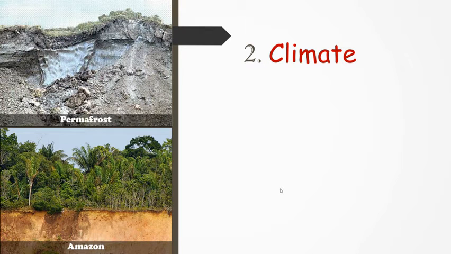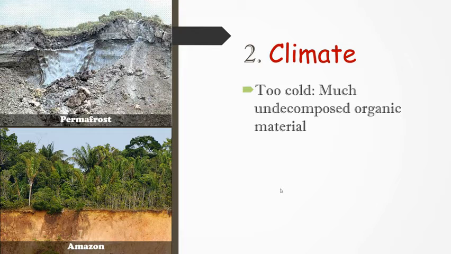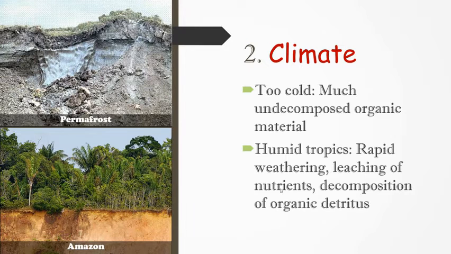So climate can affect soil. If it's too cold, then a lot of organic material goes undecomposed, and so it just sits on top of the soil and never gets incorporated in the soil. If you get places that are very warm and humid, in fact, there's rapid weathering, rapid leaching of nutrients, high decomposition, but then uptake of nutrients from organic detritus. So if it's too cold, there's not enough organics.